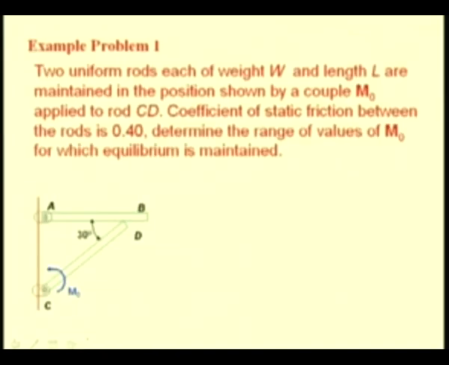Let us see an example. Here you see two rods AB and CD pinned at A and C. They have a uniform weight of W and they are maintained in a position by the couple M0 at C. The coefficient of friction occurring between the contacting surfaces is 0.4. We are interested to determine the range of these moments which can maintain this equilibrium.